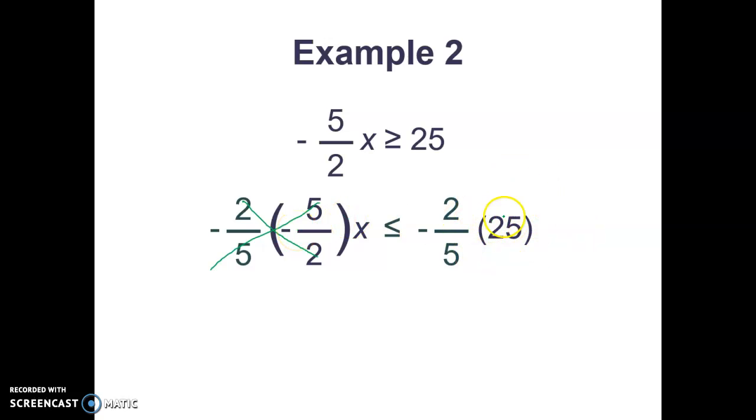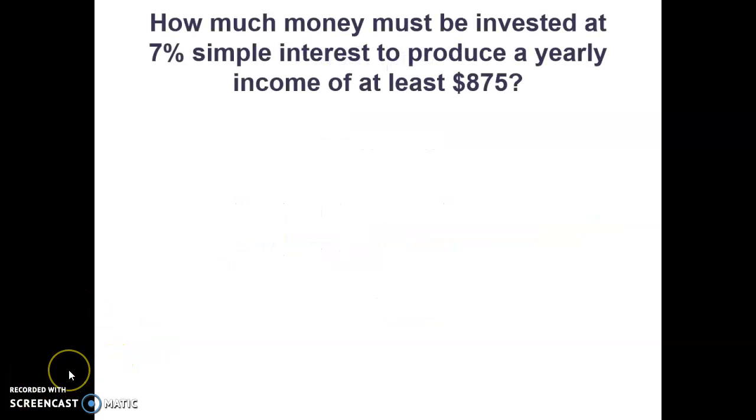And then over here, negative 2/5 times 25 is negative 10. Multiply the top: 2 times 25 is 50. Divided by the bottom, 50 divided by 5 is 10, in case you didn't follow that multiplication of fractions there. Please notice that because we multiplied by a negative, we did switch the direction of the sign. So any number now less than or equal to negative 10 when plugged back into our original inequality should give us a true statement. Let's take a look at a word problem here.